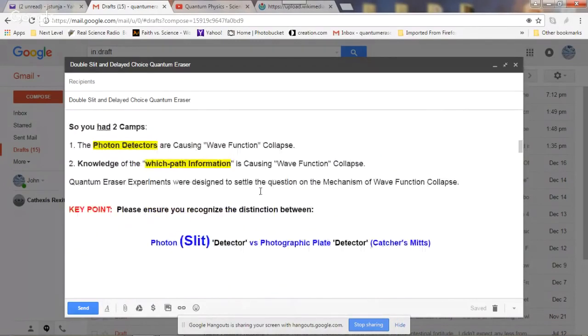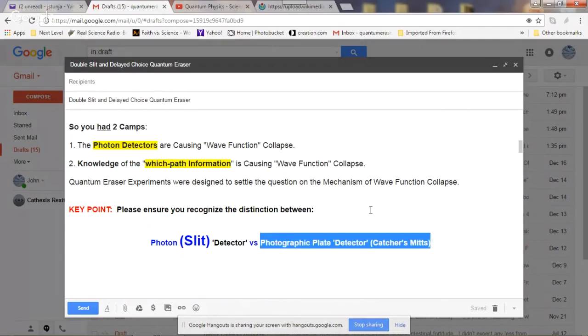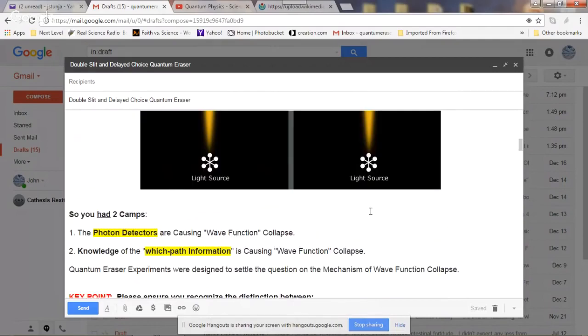Now, this is a very important key point right here. Here's where a lot of confusion comes in, and I want to iron this out right now. Please ensure that you recognize the distinction between photon slit detectors and the photographic plate. I usually call it a catcher's mitt, because there's a difference here.